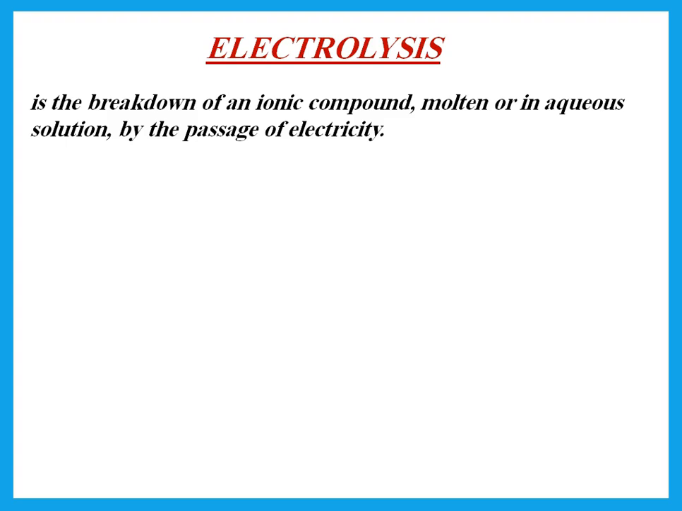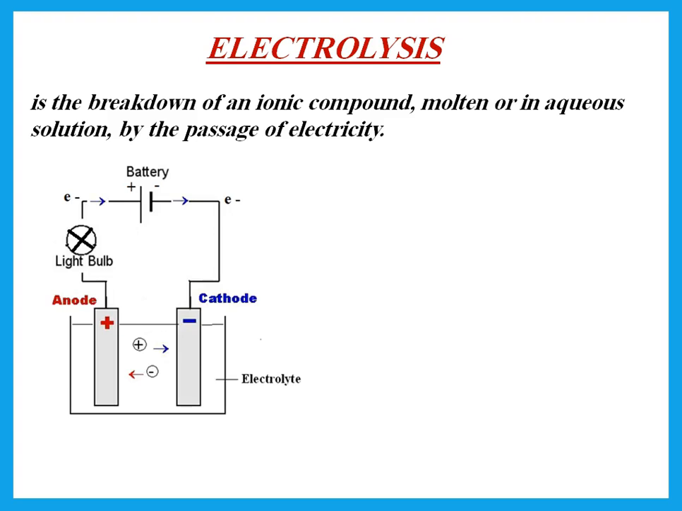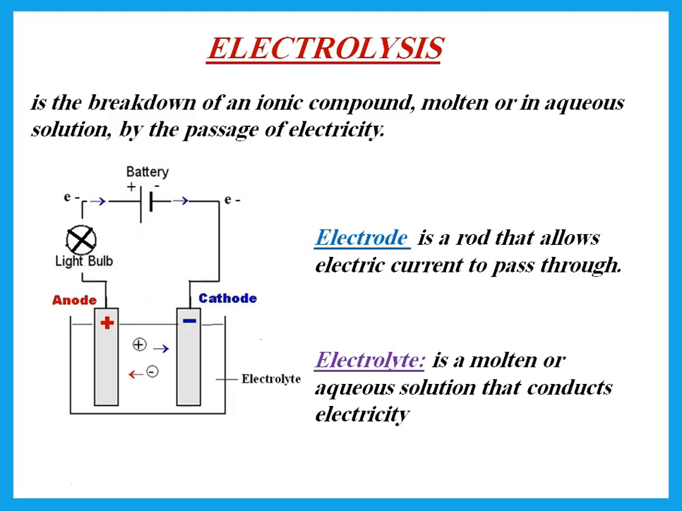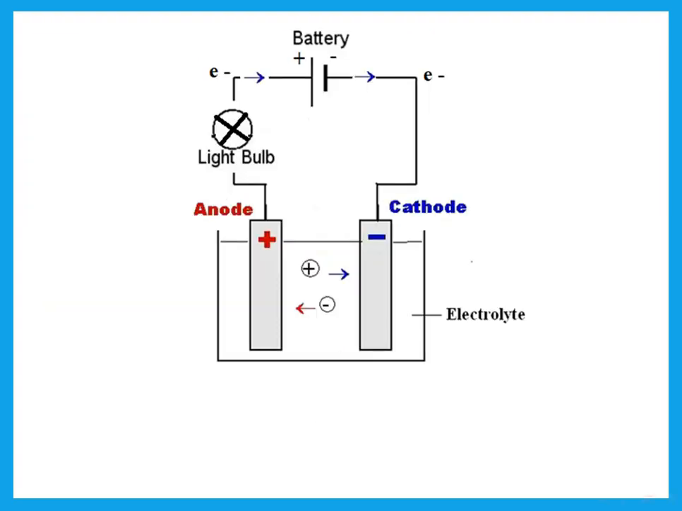Electrolysis. Remember, electrolysis is the breakdown of an ionic compound by the passage of electricity. So we have this kind of setup where the electrode is a rod that allows electric current to pass through. Remember that if we need an inert electrode, it is either made of graphite or platinum. And the electrolyte is the solution or molten compound that conducts electricity, so it has to be ionic with positive and negative ions that are free to move, so it has to be molten or an aqueous solution.